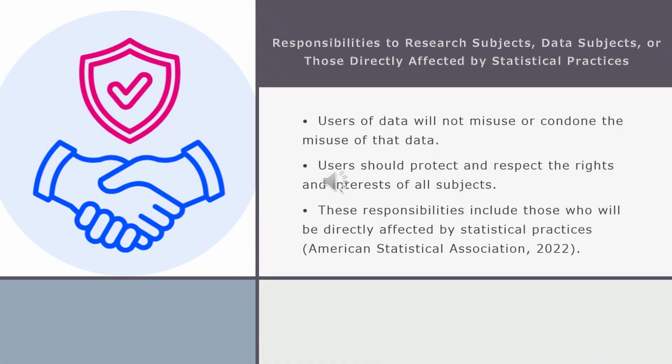The American Statistical Association discusses the responsibilities to research subjects, data subjects, or those who are directly affected by statistical practices. The American Statistical Association states that these users of data will not misuse or condone the misuse of data, should protect and respect the rights and interests of all subjects, and that these responsibilities include those who will be directly affected by statistical practices.